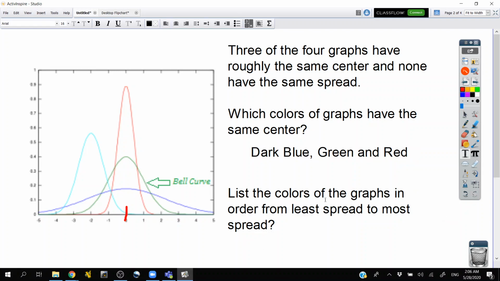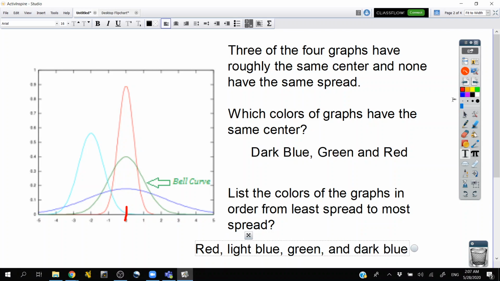Then the last question, list the colors of the graphs in order from least spread to most spread. So least spread we could say is the most consistent. It's the closest to the center all the time. When I look here, which one is spread the least or is the closest to the center? It's definitely the red. It's the narrowest, which means it's the least spread out. So least spread out would be red. Next one I can see is light blue. Next one is green. And the last one is dark blue.